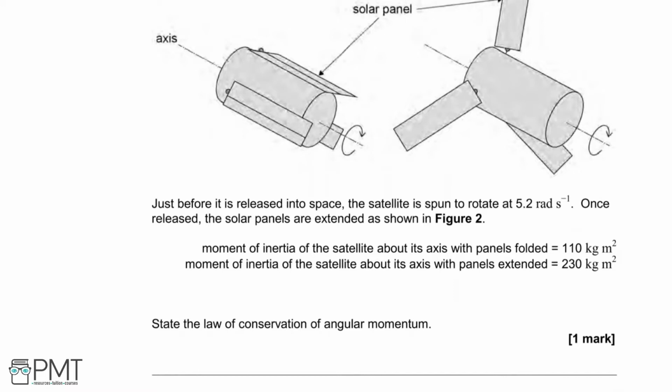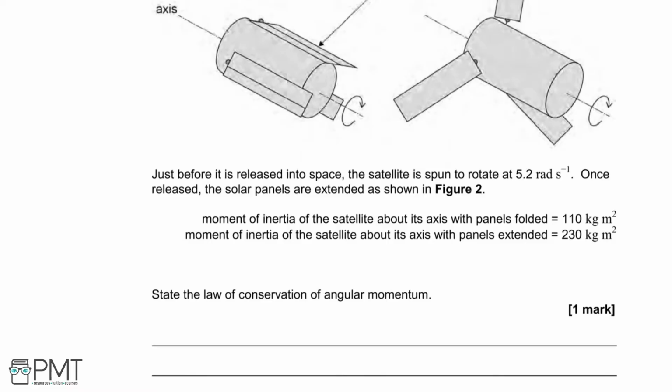Just before it is released into space, the satellite is spun to rotate at 5.2 radians per second. Once released, the solar panels are extended as shown in Figure 2. So we've got the moment of inertia of the satellite about its axis with the panels folded, 110 kilogram meters squared, and then the same when the panels are extended, 230 kilogram meters squared.